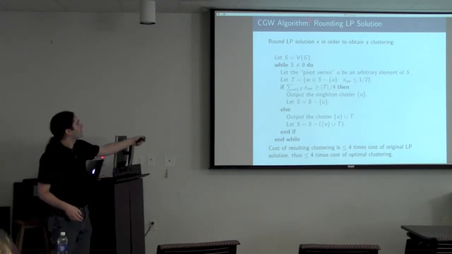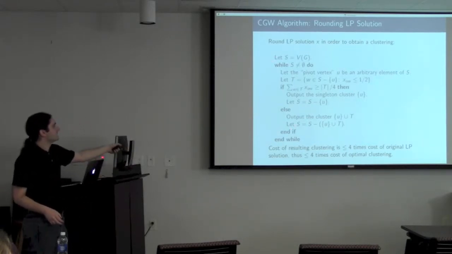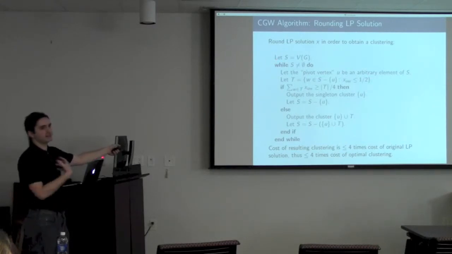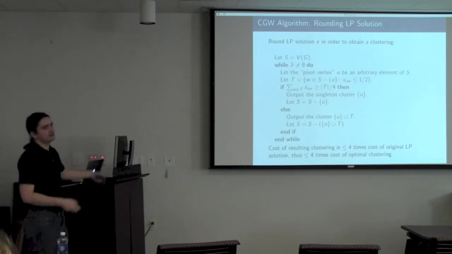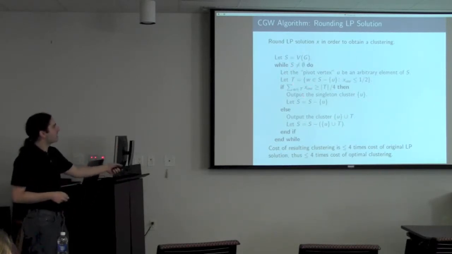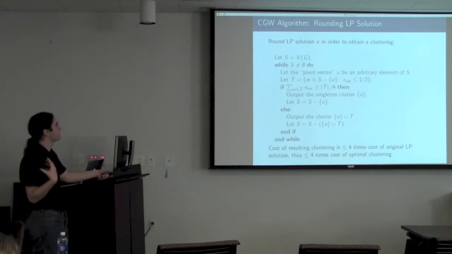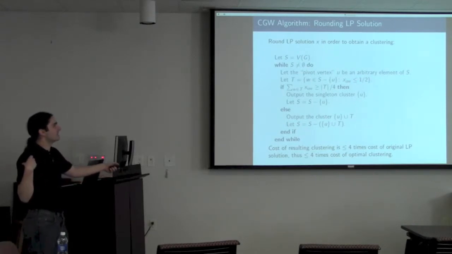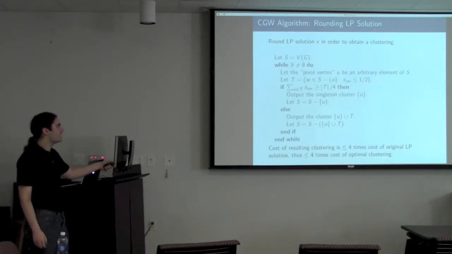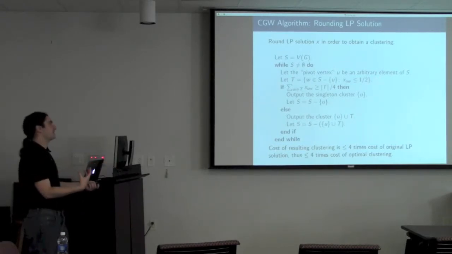And the algorithm is fairly straightforward. You start with all your vertices in this active set. As long as you have some vertices left, pick any of them and look at all of the nearby vertices that haven't yet been clustered. We can think of x as being sort of like a distance because we have the triangle inequality. We look at everyone who's in this ball of radius 1/2, and that's sort of your candidate cluster.